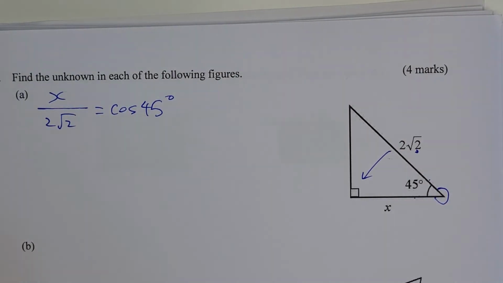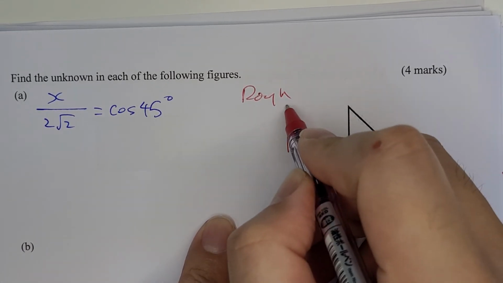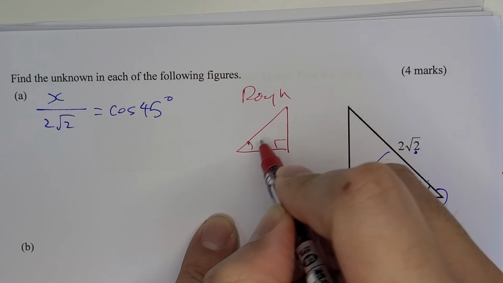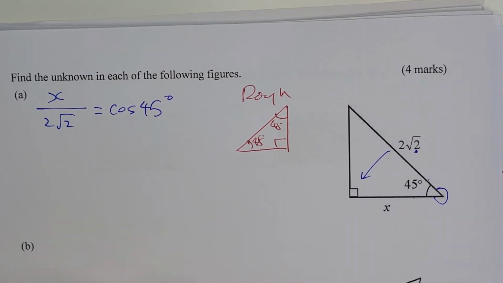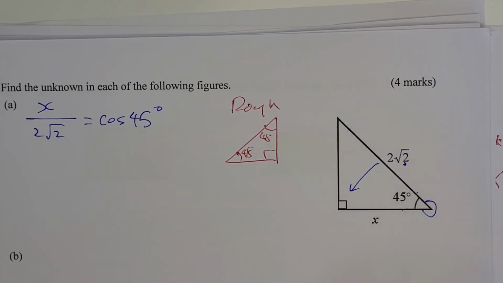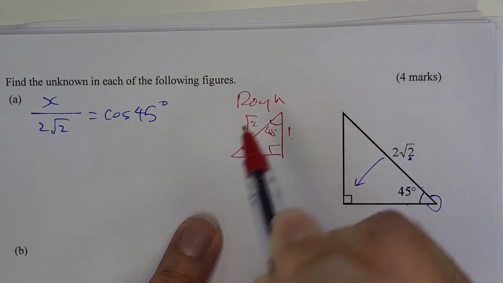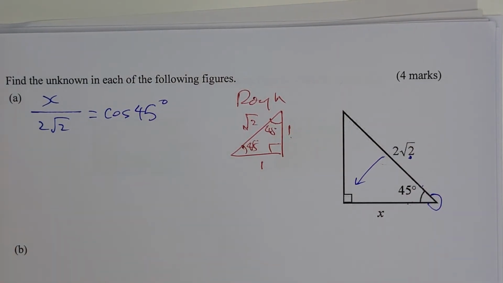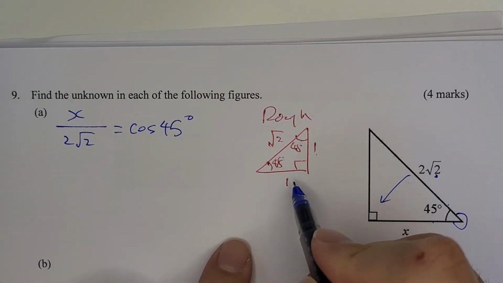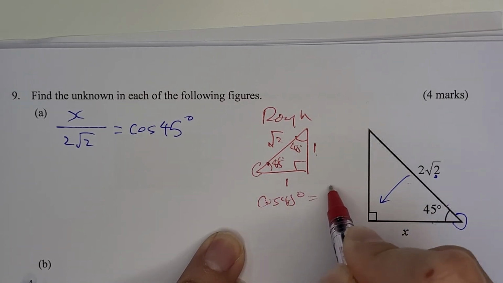You can draw something in your rough work. Okay? Suppose you have the right angle triangle. These two angles are both 45 degrees. Then I assume these two lengths be 1. By using Pythagoras Theorem, you can find the hypotenuse will be square root 2. So cosine 45 degree, that is 1 over square root 2.